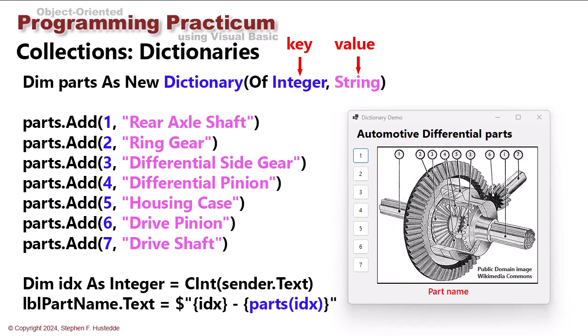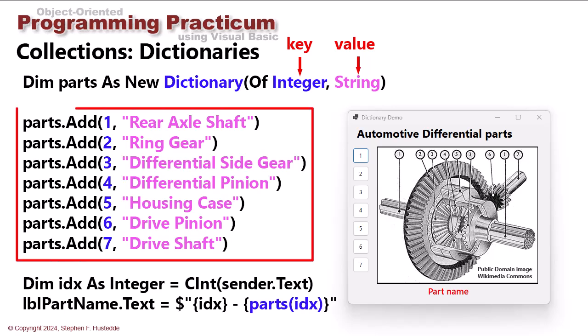So as an example here, I can dim parts as new dictionary, and then in parentheses specify Of and the key data type, and then the value data type with a comma separating those. So in this case, I'm setting up a dictionary where the keys are integers and the values are strings. In the form load then, I add to the parts dictionary 7 entries. And each one of those I'm providing an integer and the string.